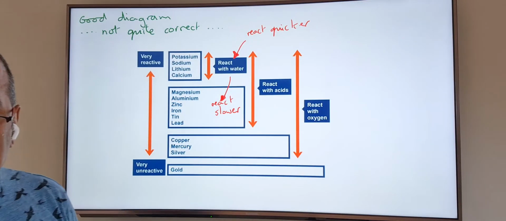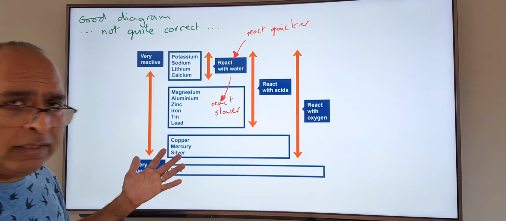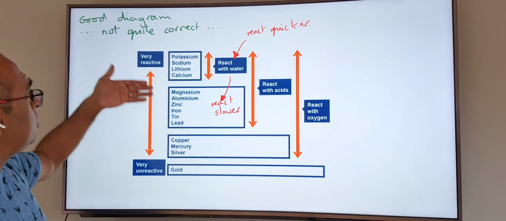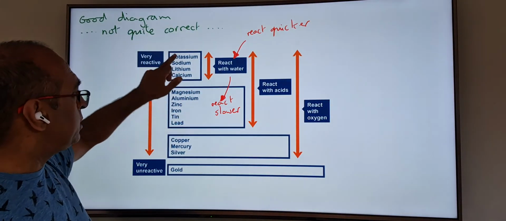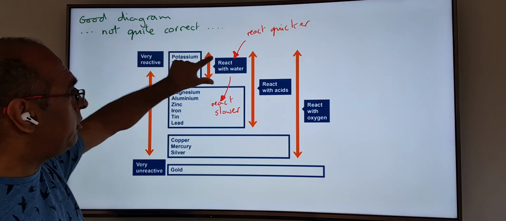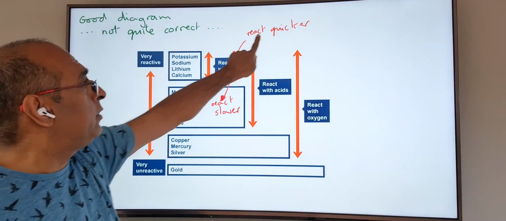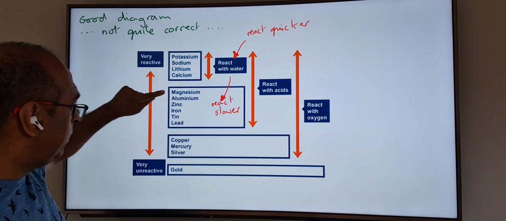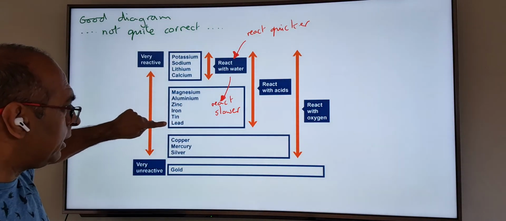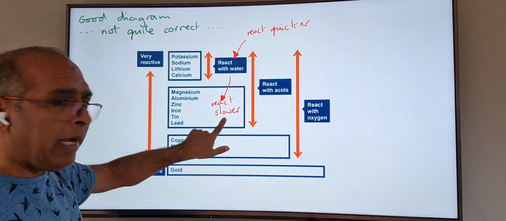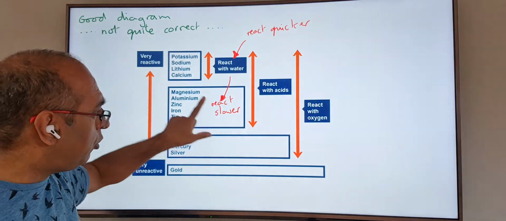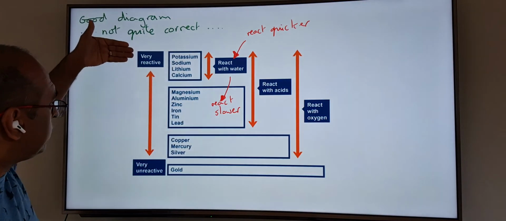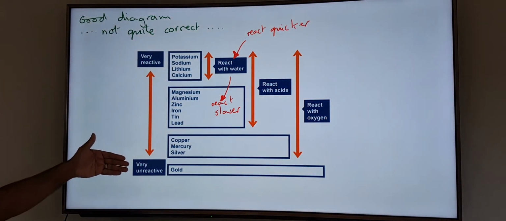So I've grabbed this other image off the internet, which I didn't quite like because it's not quite correct. Potassium, sodium, lithium, calcium do indeed react with water. That's correct. They react quicker than magnesium, aluminium, zinc, iron, tin, lead. They react, but they react slower. And that's what was missing off this table. But other than that, I like the very reactive down to unreactive.